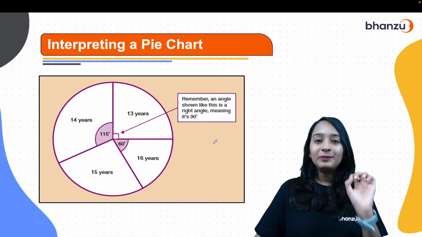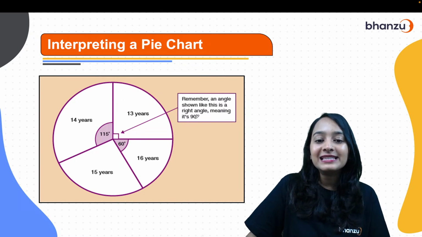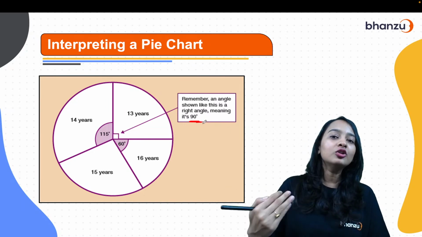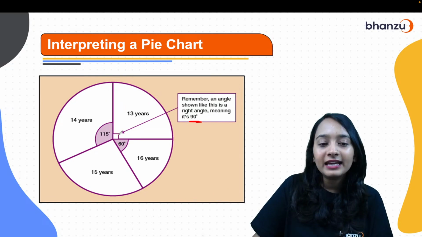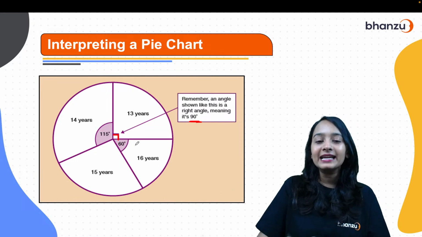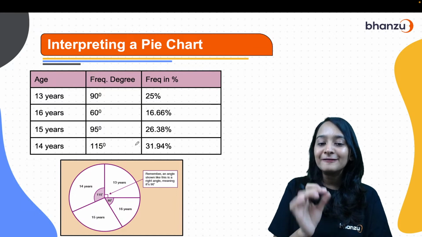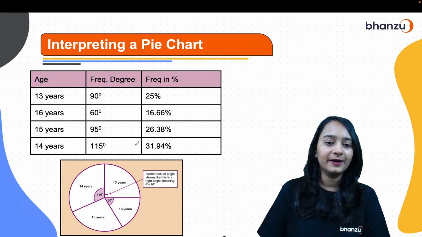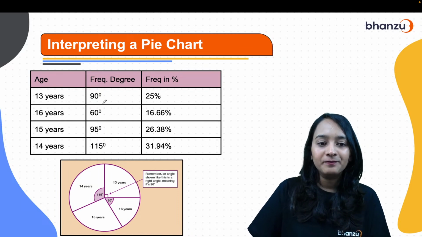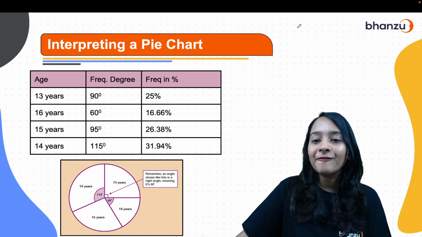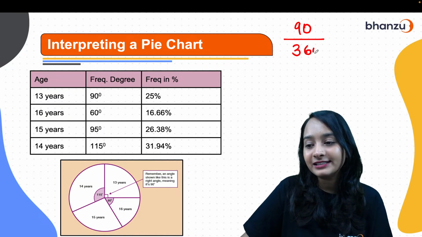And please remember, the angle which is shown like this actually represents 90 degree. Even though they did not mention anything, that small indication, the square which is forming at the vertex, indicates 90 degree. Now let us see how we can get information in terms of percentages here. For 13-year-old, what is the frequency degree? 90. Now how do we convert this into a fraction? 90 out of the entire 360.